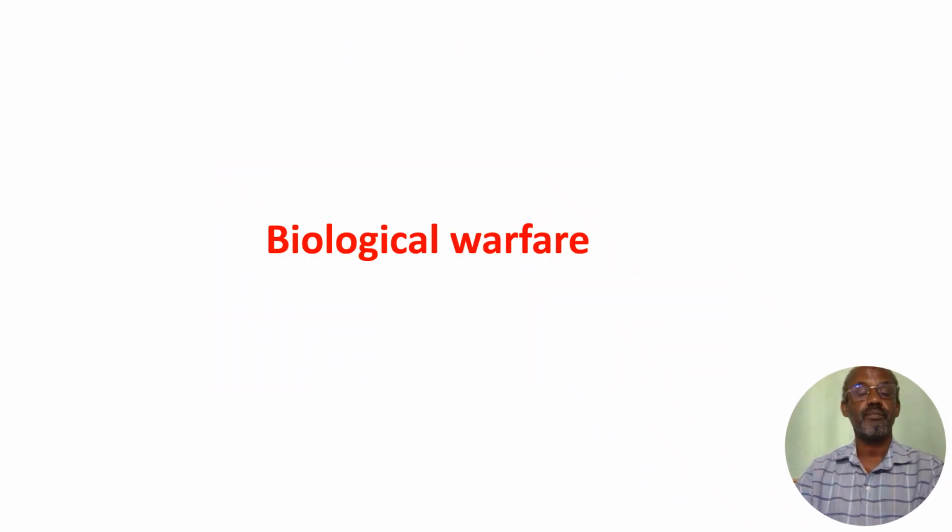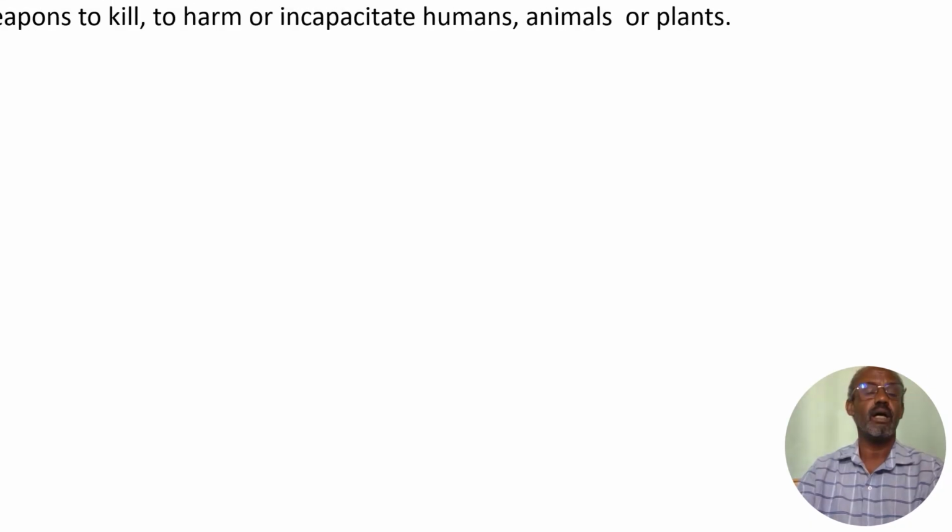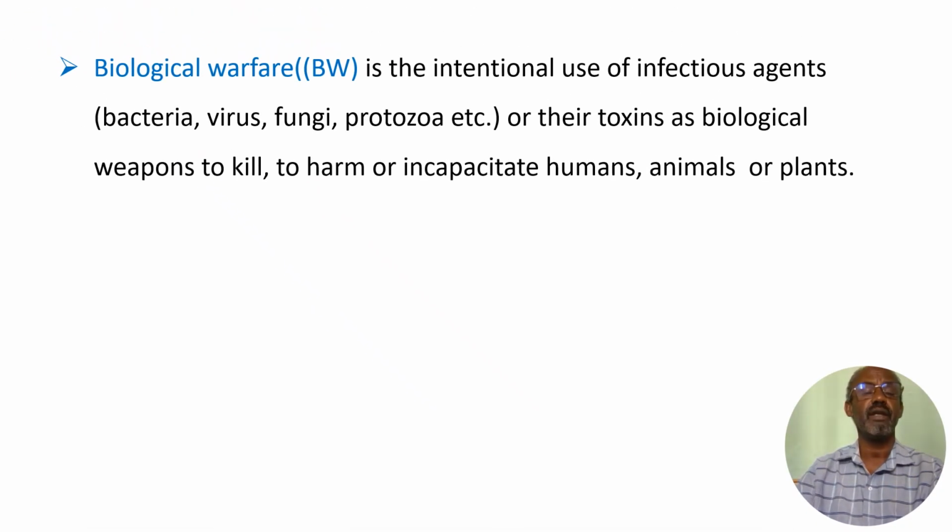This is about cloning. Now, biological warfare. The last of this textbook, Unit 1, is biological warfare. What does it mean? Biological warfare (BW) is the intentional use of infectious agents, bacteria, virus, fungi, protozoa, etc., or their toxins as biological weapons to kill, to harm, or incapacitate humans or their animals or their domestic plants.